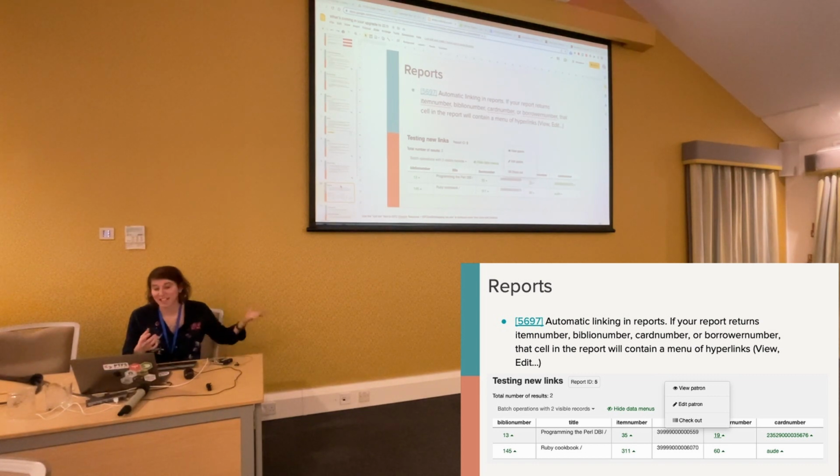And what you get is it gets highlighted in green because of the new color scheme, and it has that little arrow menu next to it. When you click on it, you have those options. Do you want to view? Do you want to edit? And here, because in my screenshot I'm clicking on the card number, I also have the checkout options.